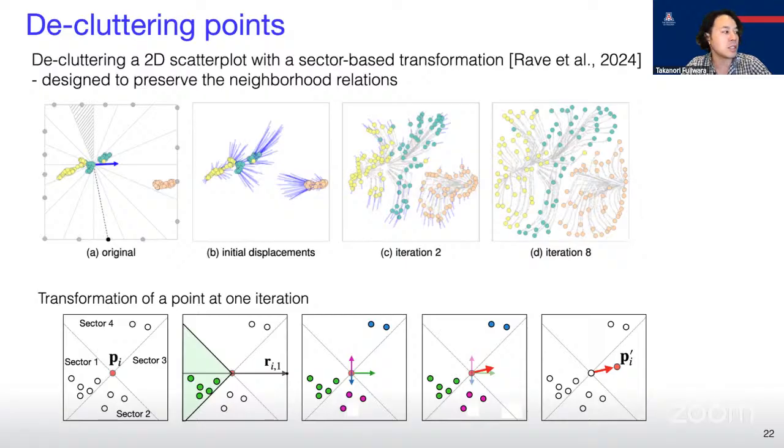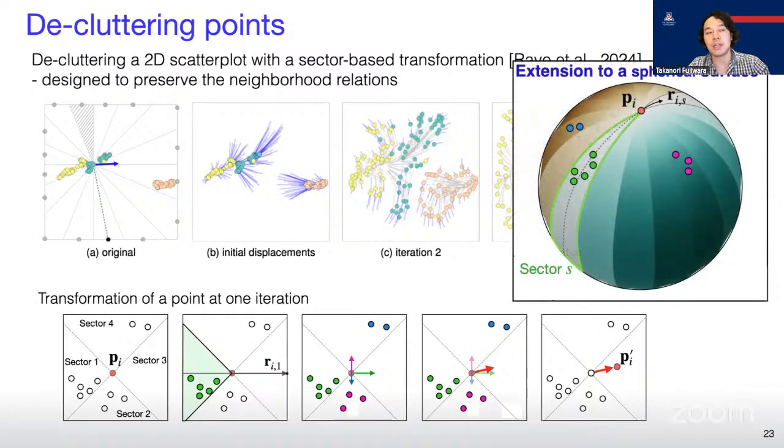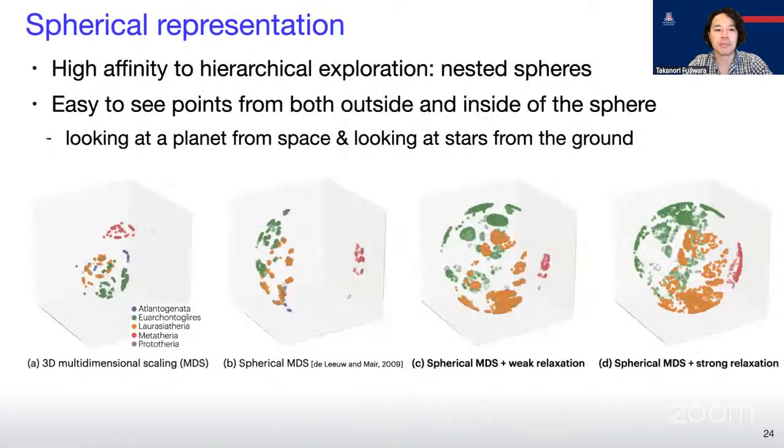The method separates a region surrounding each point into a fixed number of sectors, in this case 4, and moves a point to a less cluttered area. Naturally this idea can extend to a spherical surface by generating sectors on a sphere, as illustrated in this example. Here I show two examples where we apply weak and strong relaxations respectively. As you can see, even after the relaxations, spherical representations preserve neighbor relationships, but utilize wider space to show points more clearly.